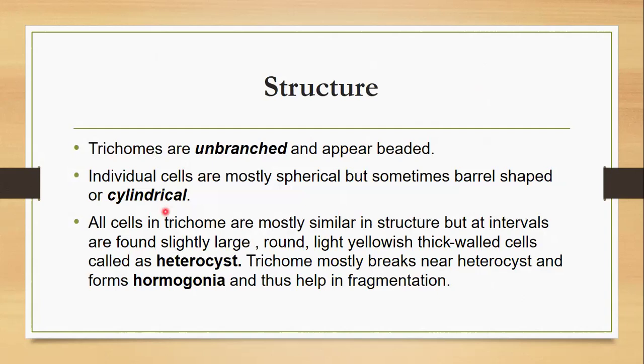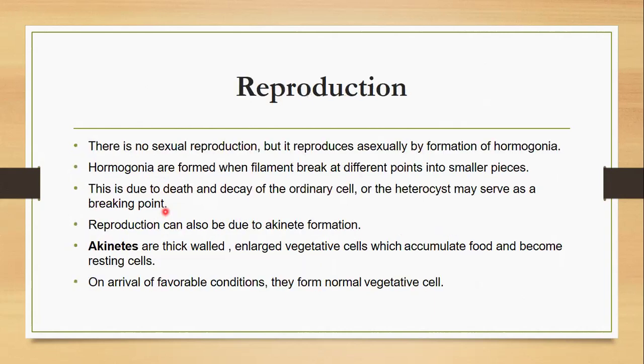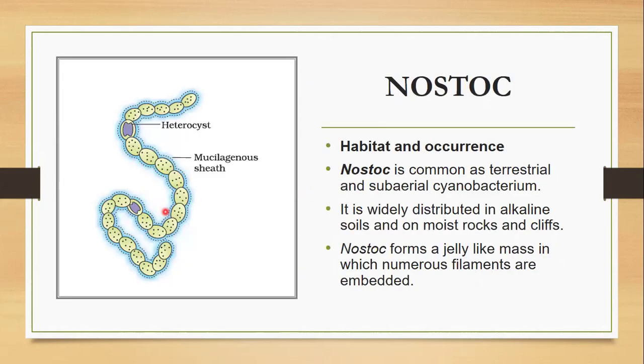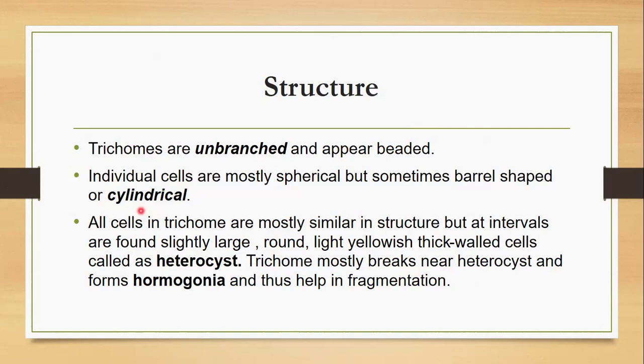Trichomes are unbranched and beaded. Beaded means like the beads of a rosary, where there is a thread and small beads on it. The structure is similar to what we have seen in the previous slide, that is, beaded-like structures. Small beads are worn on a string.